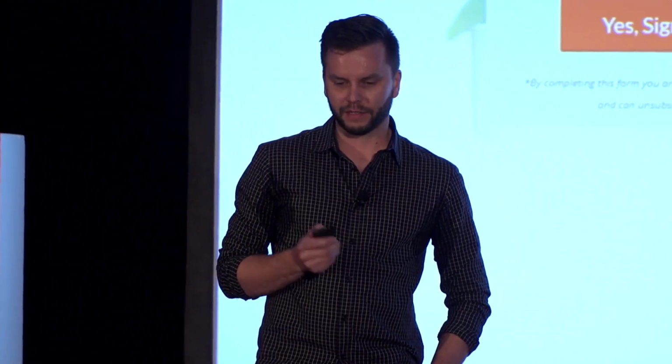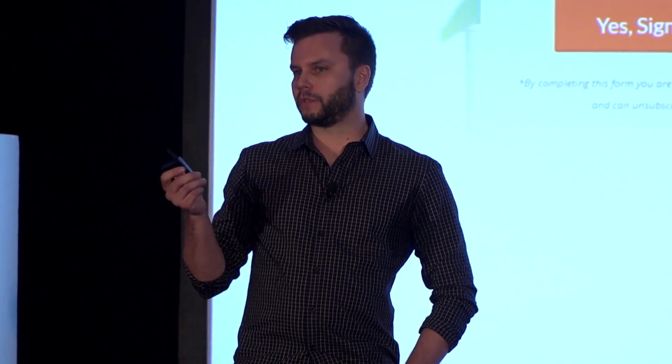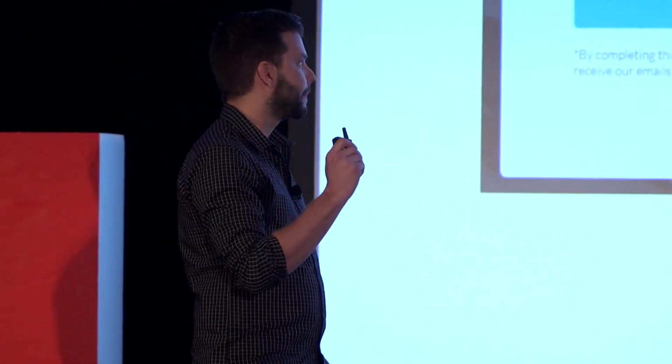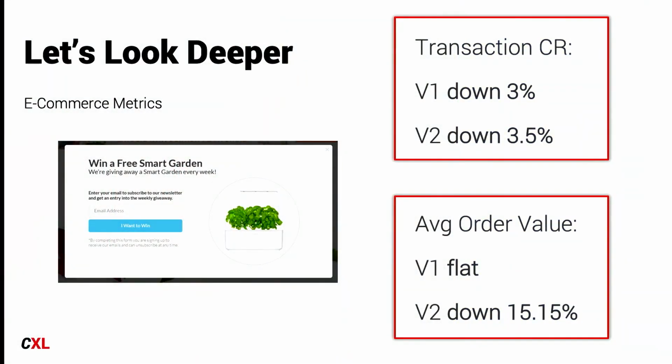But just in case, let's look at some other metrics, in case there's some other good news that we can tell the client about, right? Oh, crap. So transactions are down by 3 to 3.5%. Average order value for V1 was flat, but for version 2 with the timer, it went down 15%. So needless to say, client was actually not happy about this at all.